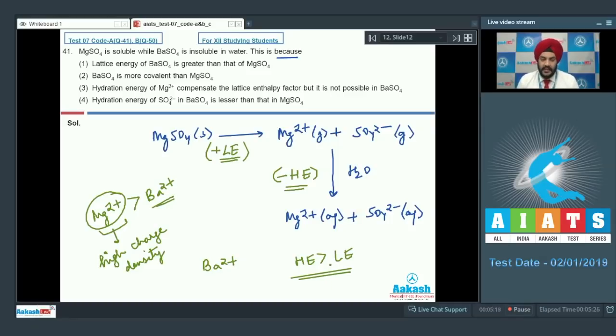So students, the answer which you are looking for in this question is the third option, which says that the hydration energy of Mg2+ compensates the lattice enthalpy factor, but it is not possible in BaSO4. Let us look at the next question now.